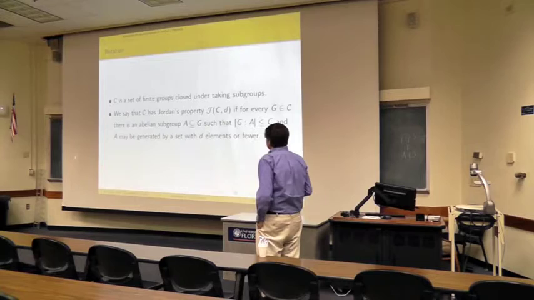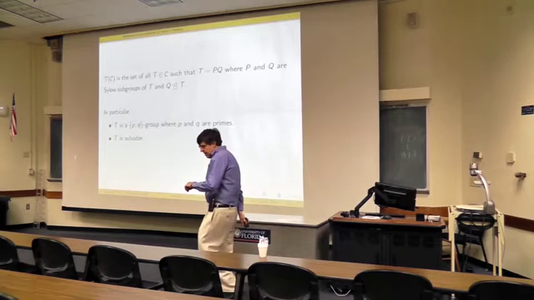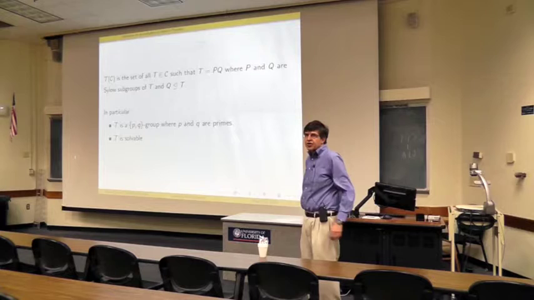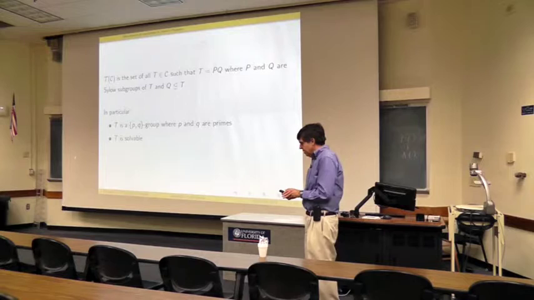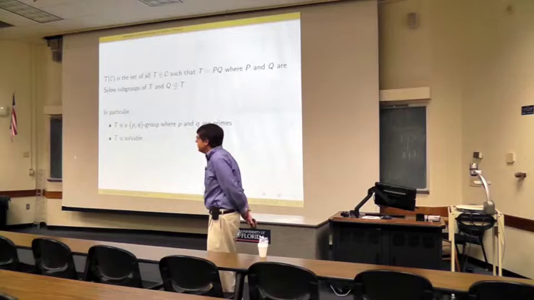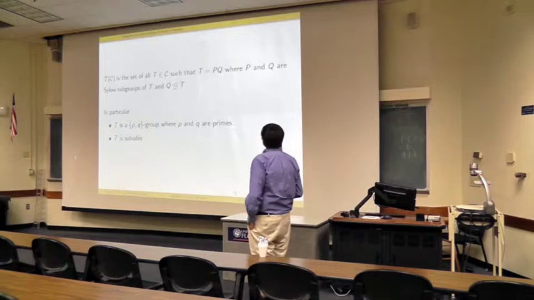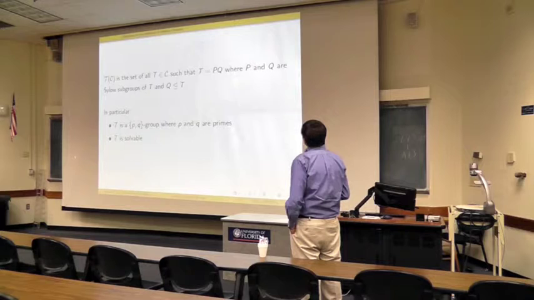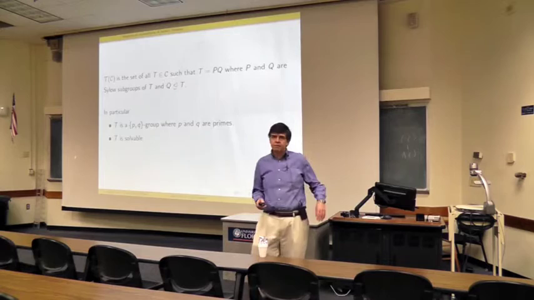And then within the C, I'm going to look at only a small subset of the collection to try to analyze whether or not it will satisfy the conclusion of Jordan's theorem. So this is the collection T for two primes, I guess. T of C is the set of all elements in C that can be written in this way. So you have T in C. It is written as a product of two groups, P and U. They are subgroups of T, and one of them is normal. So it's a semi-direct product of two subgroups.